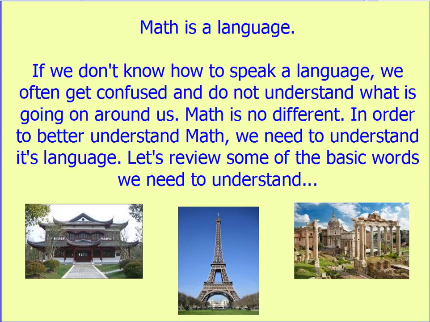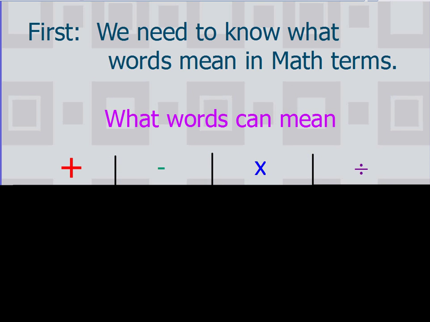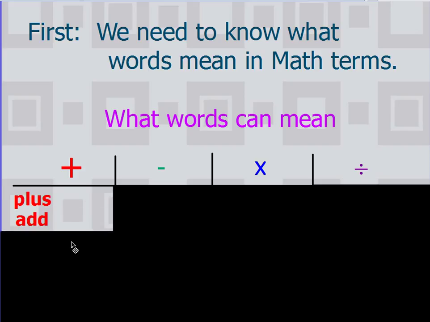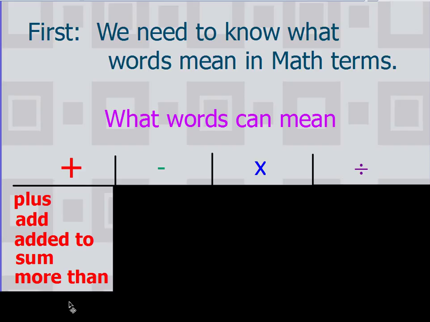So let's go ahead and review some of the basic words you need to know to better understand math. And we're going to start with the 4 basic math operations: addition, subtraction, multiplication, and division. There's words that you use all the time that can mean these 4 different operations. And let's start with addition. For instance, instead of addition, you might use the word plus or add, added to, sum, and more than. All of those words can mean addition.